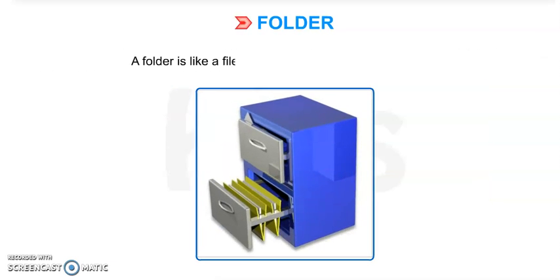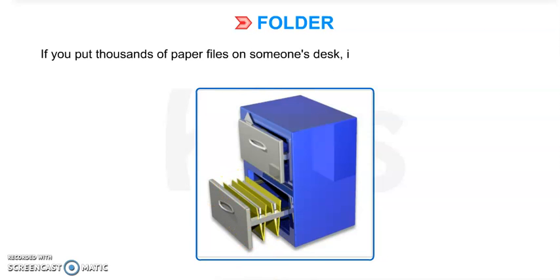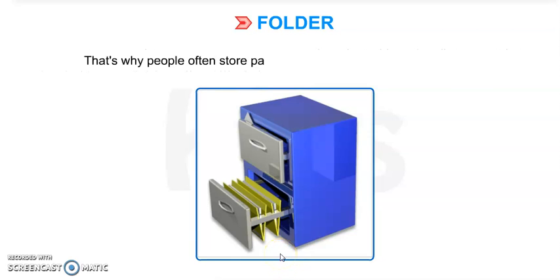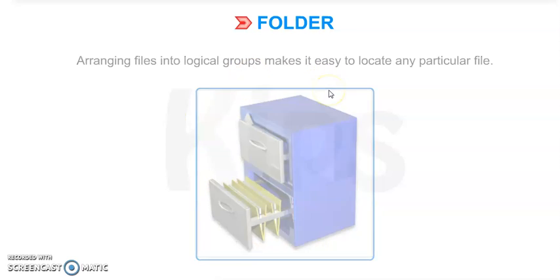Now the next topic is folder. Okay, a folder is like a file cabinet. You can see this is a file cabinet in which you can store many files. If you put thousands of paper files on someone's desk, it would be virtually impossible to find any particular file when you need it. Okay, that's why people often store paper files in folders inside a filing cabinet. Arranging files in logical groups makes it easy to locate any particular file.